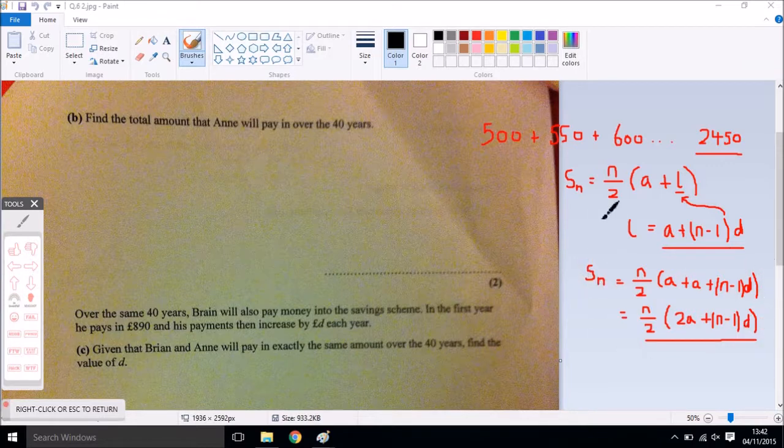But in this example, it makes sense to use the easier version because you know what these are. You know what the first term is and you know what the last term is, so you just plug those in. So S, as we're looking for the first 40 terms, is S40, equal to 40 over 2, and then in brackets, the first term is 500, and then you add the last term, which we found in the previous part to be 2,450.